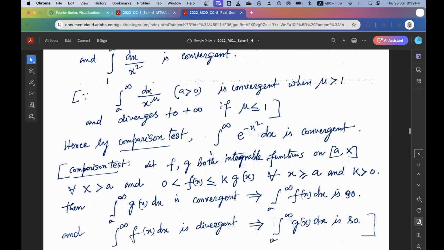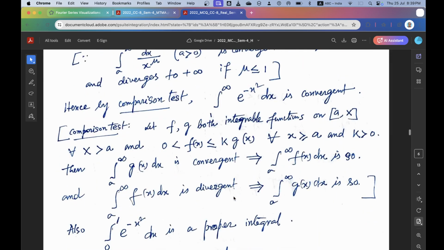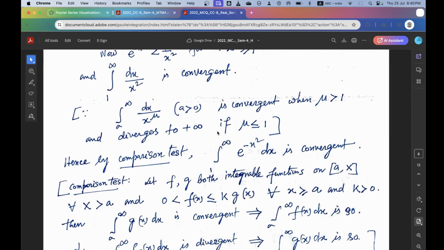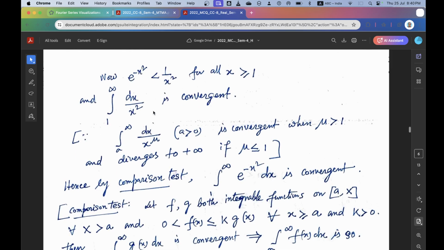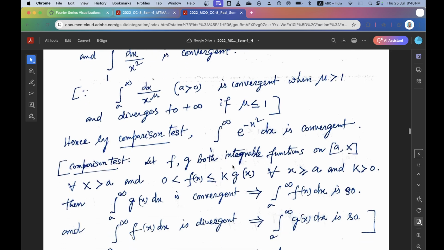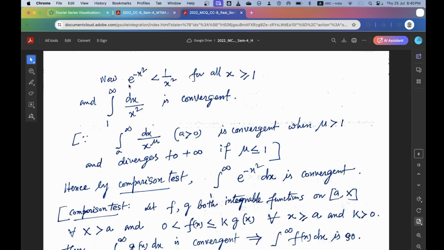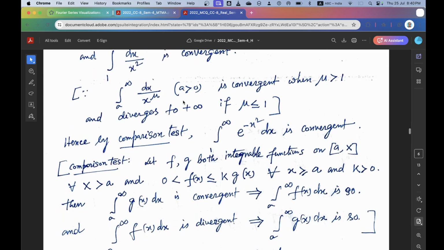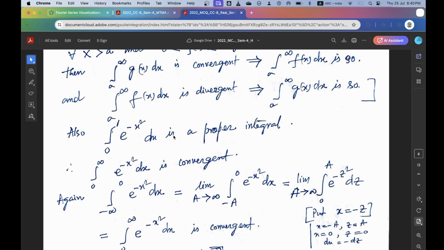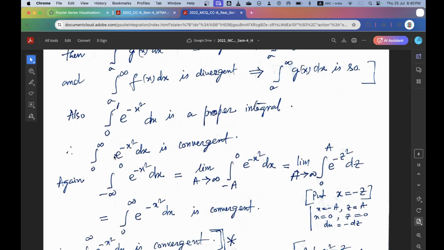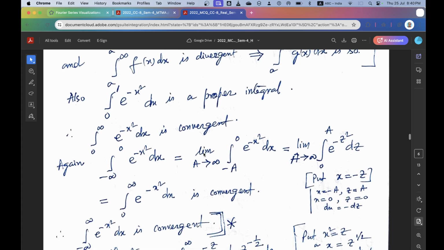So obviously, hence 1 by x square is convergent for mu equal to 2, greater than 1. So obviously this integral from 1 to infinity of e to the power minus x square dx is also convergent. Now the integral from 0 to 1 of e to the power minus x square is a proper integral. So obviously the integral from 0 to infinity of e to the power minus x square dx is convergent.